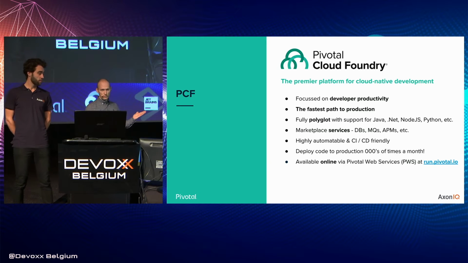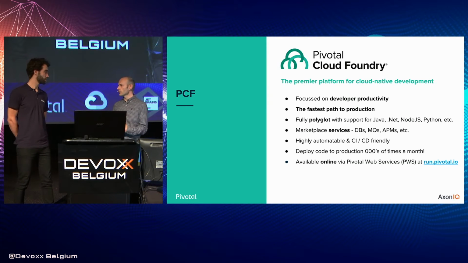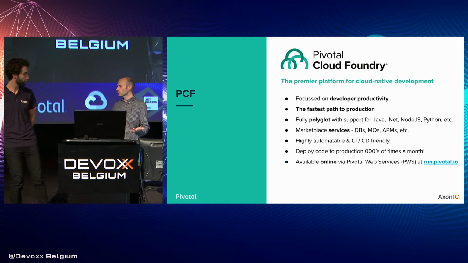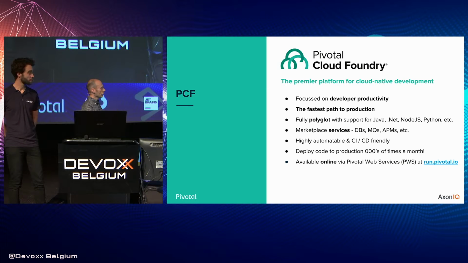And we're also using Pivotal Cloud Foundry. The fastest, most productive way to get into production is to have some sort of platform, and we use Cloud Foundry for that. It's essentially the premier platform for developer productivity. It's fully polyglot. It's got a marketplace of services, which we hope to show you as well. And it's very automatable, and it allows you to deploy your applications thousands of times a month. And indeed, we did as we went through that process. More information is available on that online as well.